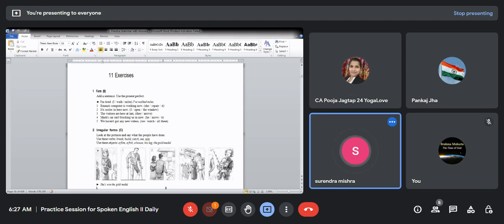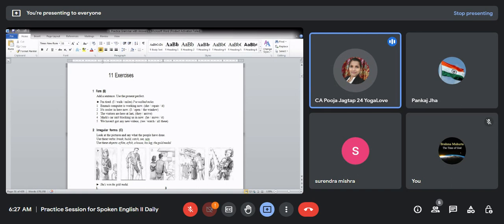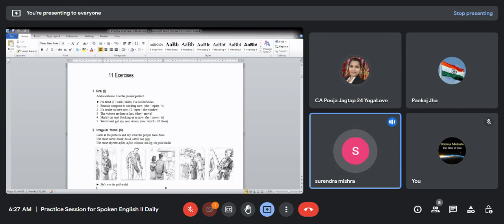Yes, result, outcome. Sir, when we are using am, is, are, generally there is ing for the verb. Then how is this sentence right? They are clean now. Yes, there is no action word in this sentence.